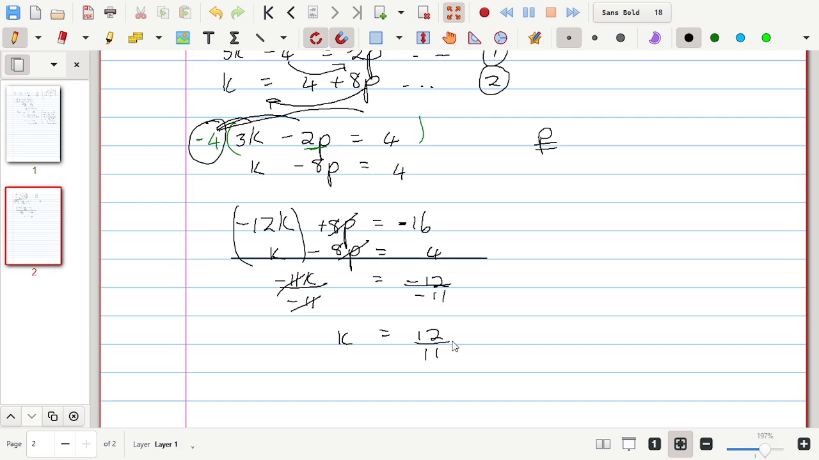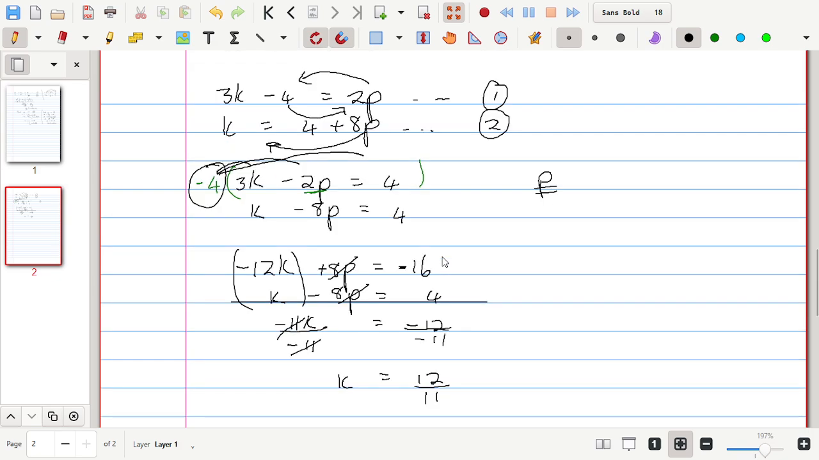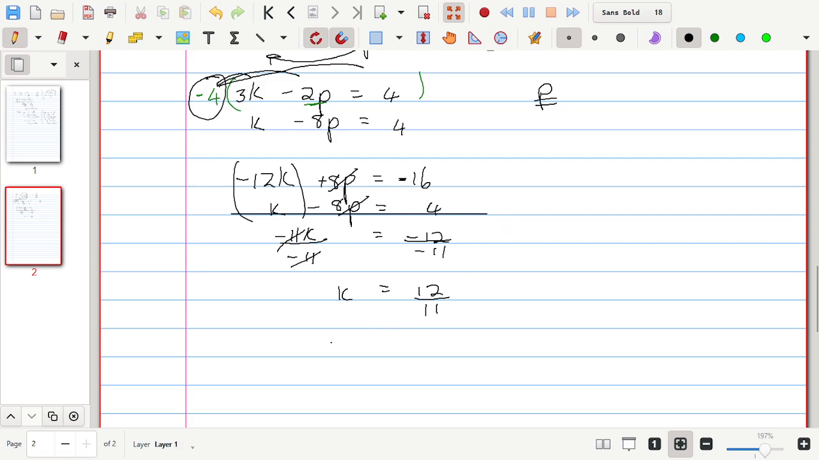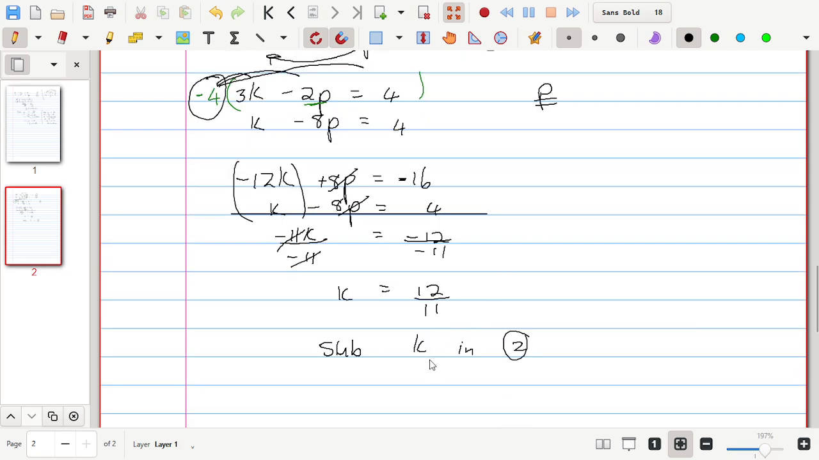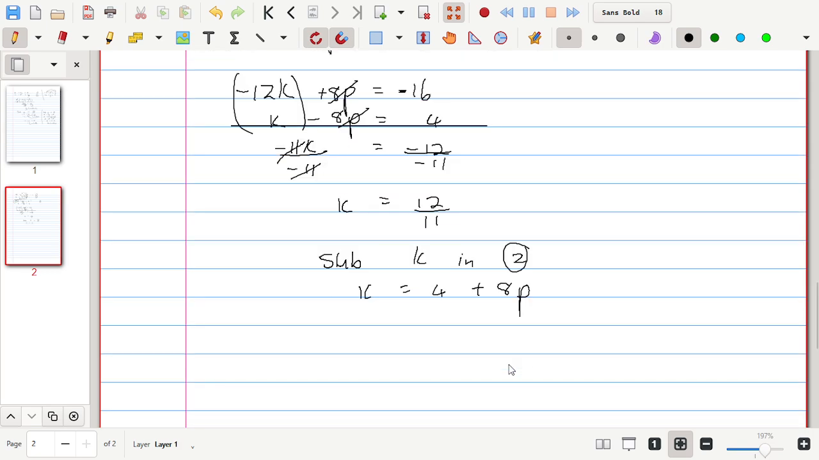Brilliant. Now that we have found the value of k, we could substitute it into any of the two equations. So I'm going to choose to substitute the value of k into equation 2. Now in equation 2, we had k is equal to 4 plus 8p. Now we want to solve for p. So 12 over 11 is equal to 4 plus 8p. I want to transpose the 4. So 12 over 11 minus 4, that's going to give us 8p.